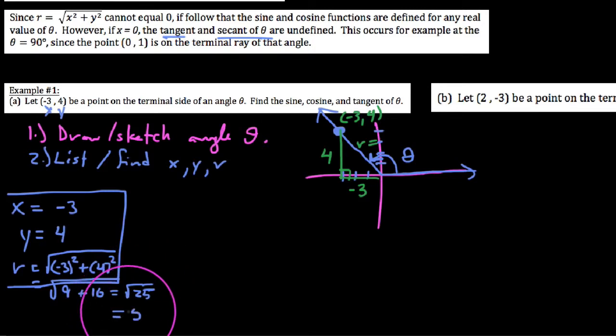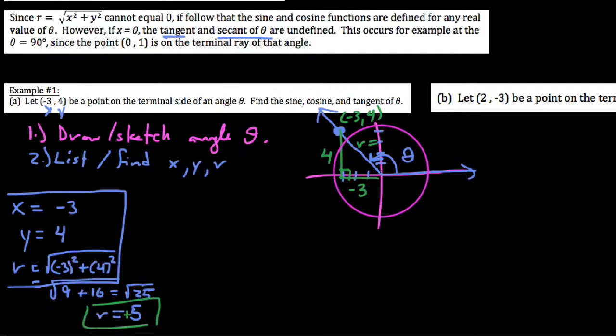Now, the thing to be clear on is this. We're going to stick with the positive. And the reason why is because r is defined as being the distance from this point to the origin, okay? So essentially, r is always positive, and I'm going to write a 5 here.